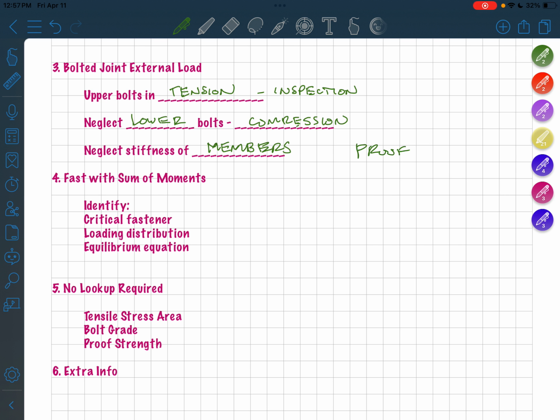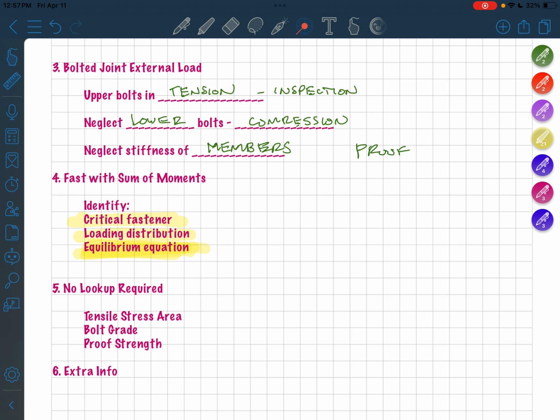The next thing is you've got to be very fast with your equilibrium, with your sum of moments. And this only comes through practice. You have to be able to identify the critical fastener really quickly. That's farthest from the neutral axis. You need to understand the loading distribution, that it looks like a beam in bending. And you've got to be really quick with equilibrium equations, which means practice, practice, practice, so you don't have to think hard about it.